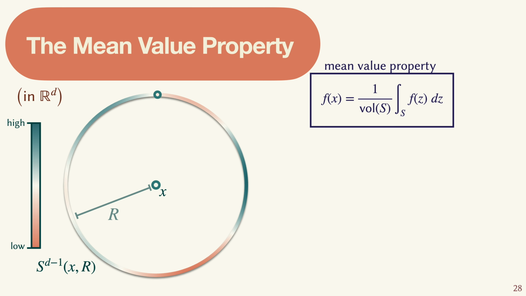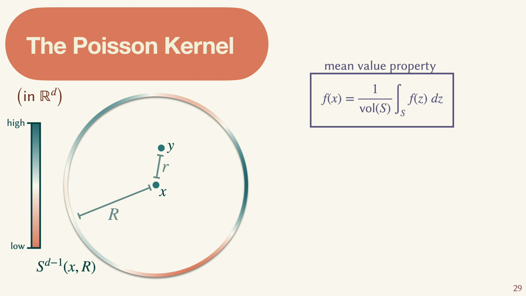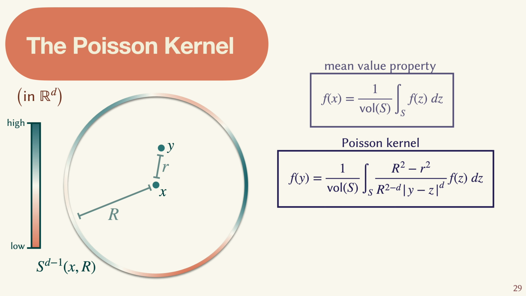And moreover, these boundary values pin down the values of our harmonic function at all other points inside the ball too. At any other point y with distance little r away from the center, the value of f is given by the integral of the Poisson kernel along the boundary, essentially just taking a weighted average of the boundary values. And this formula lets you work out what your harmonic function must look like along the entire interior of the ball.